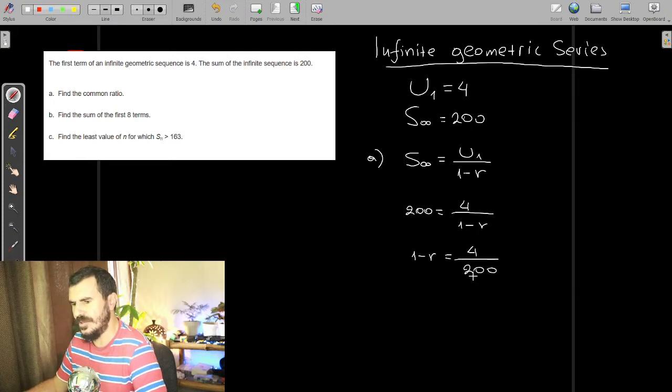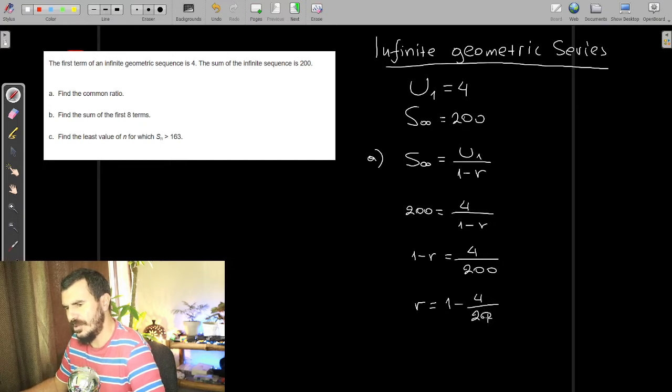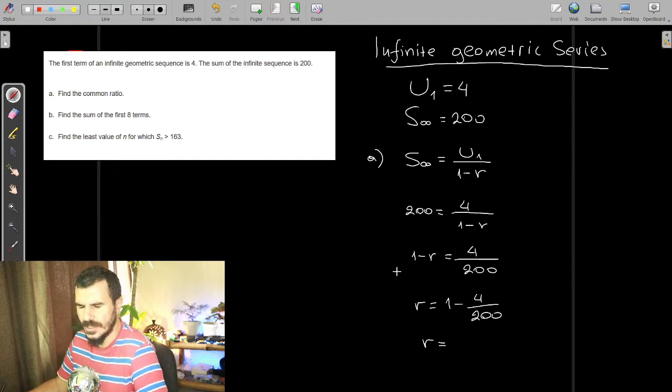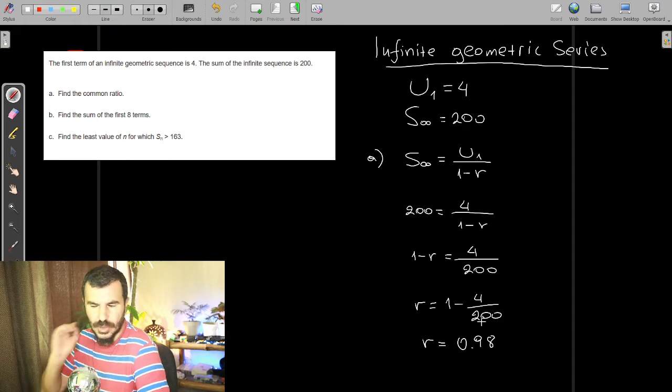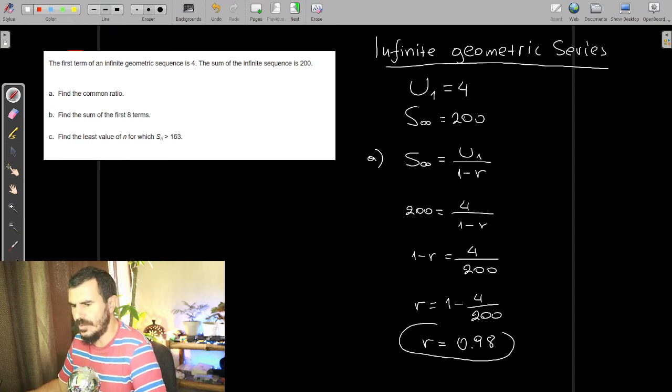So cross multiplication and division, so it's 4 over 200, and then r is a simple algebraic manipulation of the equation. So r is, let me check with my calculator, 0.98. So I found the ratio, which is 0.98.